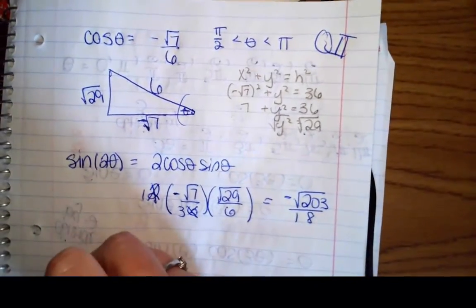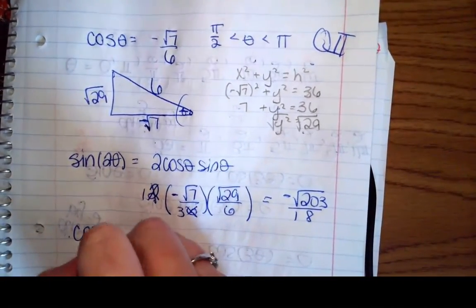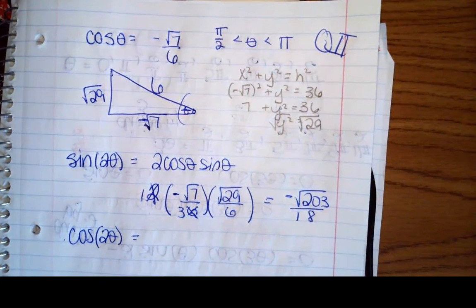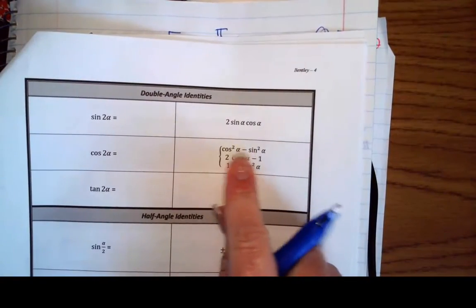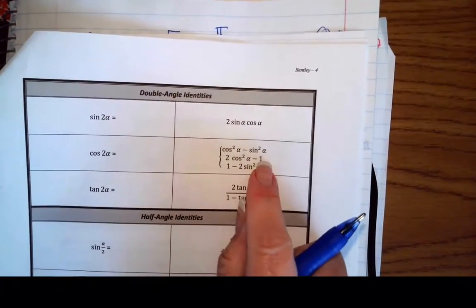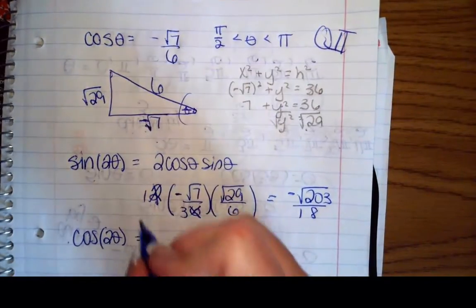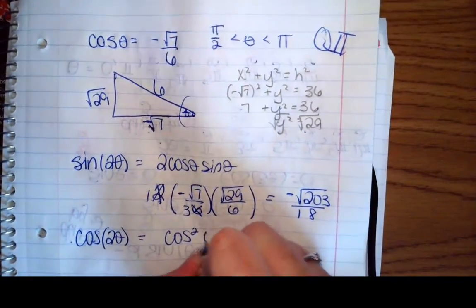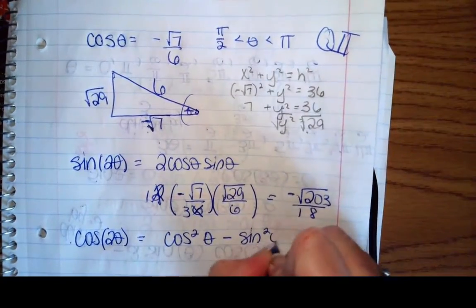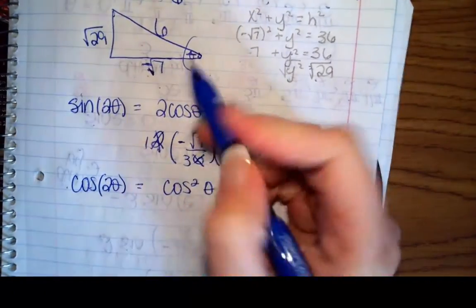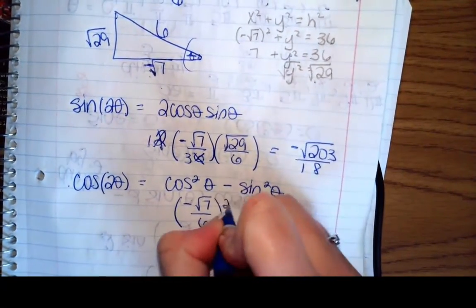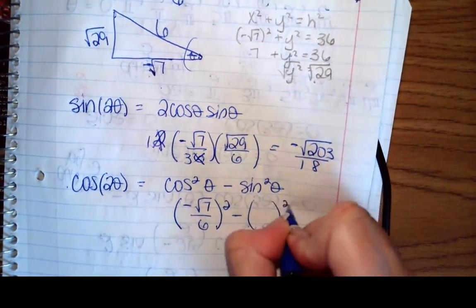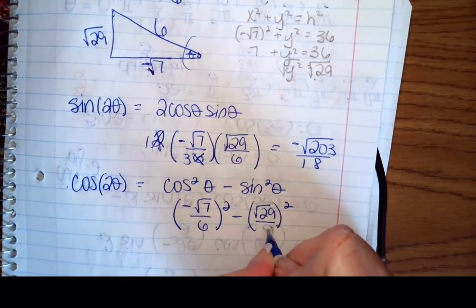Okay, so let's try the cosine of 2 theta. And again, we get to choose which formula we want. I'm going to go ahead and choose this one because that'll keep me from having to get common denominators. So I'm going to use cosine squared theta minus sine squared theta. Cosine is adjacent over hypotenuse. So I get negative root 7 over 6 squared minus sine, which is root 29 over the hypotenuse, squared.